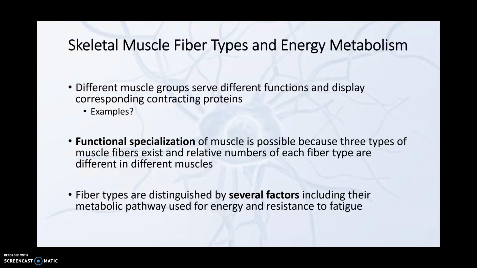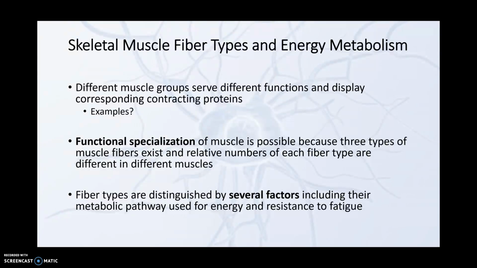Functional specialization of muscles is possible because 3 types of muscle fibers exist, and the relative numbers of each fiber type are different in different muscles. So when we get into it, we're going to talk about how, like I said, calf muscles are going to have a different makeup of those muscle fibers. They may have more of one muscle fiber type compared to the other. Same with our stability muscles. If we were to look at some of our hip muscles, our lower back muscles that are pretty much just working off oxidative metabolism, and take a muscle biopsy, we are going to get different fiber types compared to a muscle sample from a calf muscle.